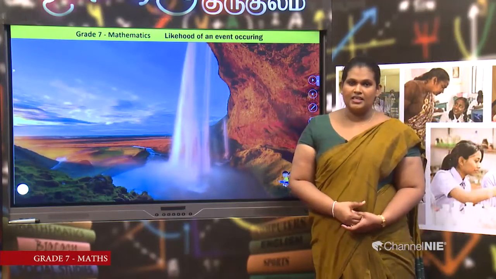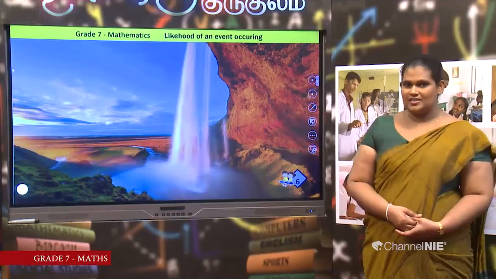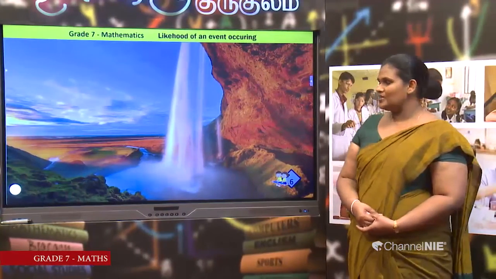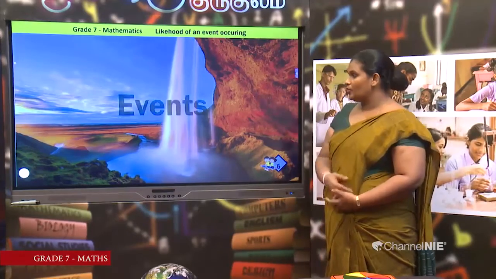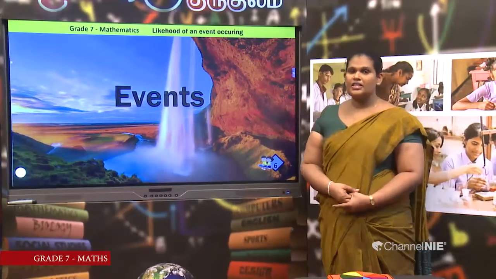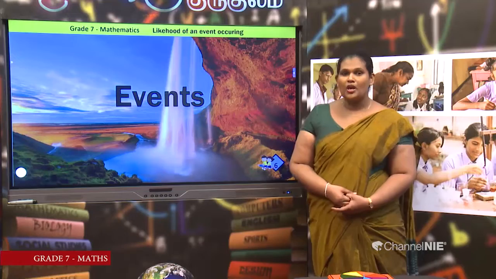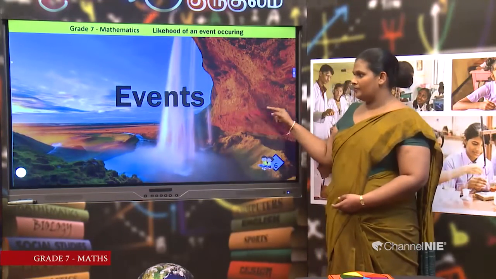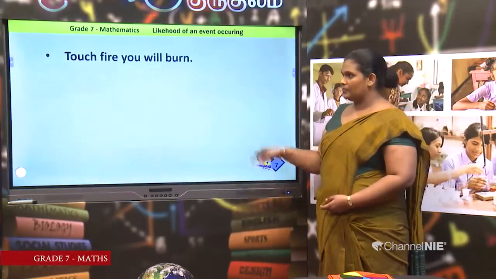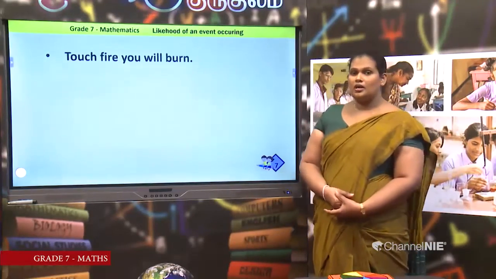Can you see the figure in this slide? What can you see here? Here there is a waterfall and you can see the sun, the rising sun. Are there any clouds? Yes, it has. So there are several events. So today we are first of all going to talk about the events.